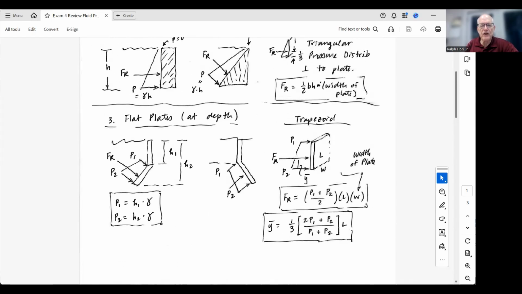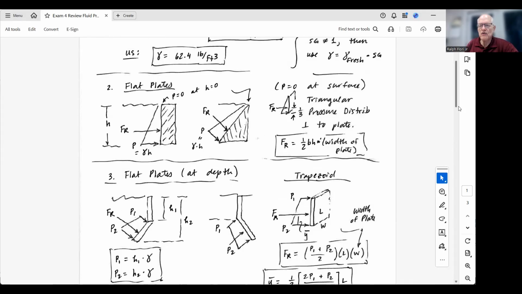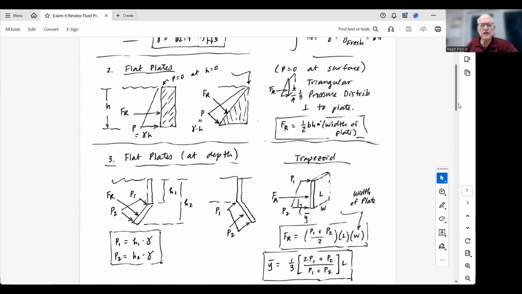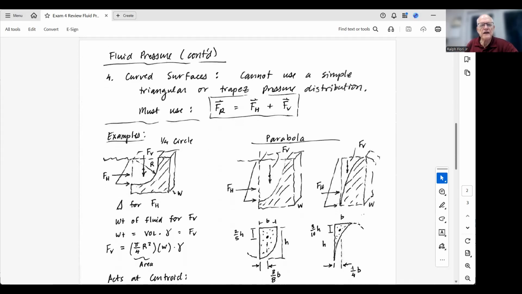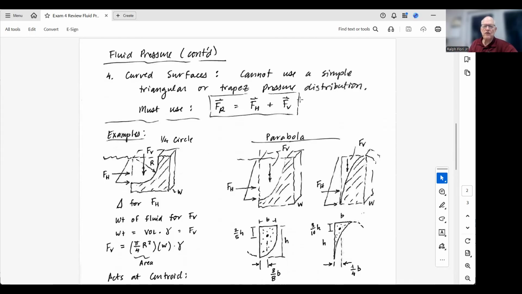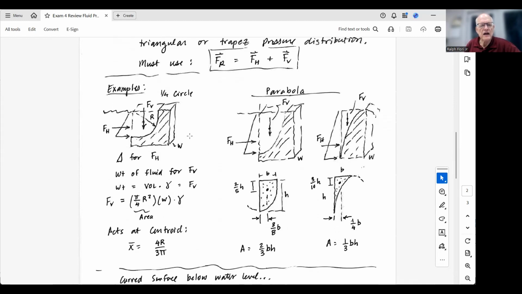These are flat plates. So flat plates, you end up with triangles or trapezoids, whether they're at the surface or whether they're at depth. For curved surfaces, you can't use a simple triangle or trapezoid. And so you have to use the resultant force is equal to F horizontal plus F vertical. Sometimes people call this the composite method. And so if you had a curved dam here, the resultant force is the vector sum of F horizontal plus F vertical.